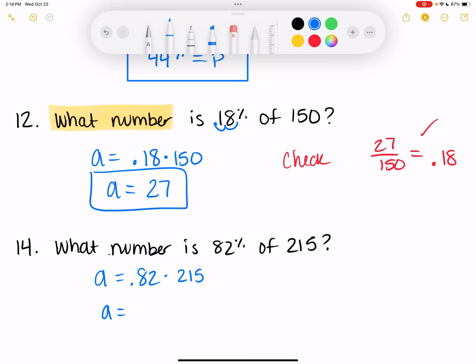176.3. Yep. If at any point these come out to give you a decimal that's more than one decimal place, I just want you to round to the nearest decimal, like one decimal place.